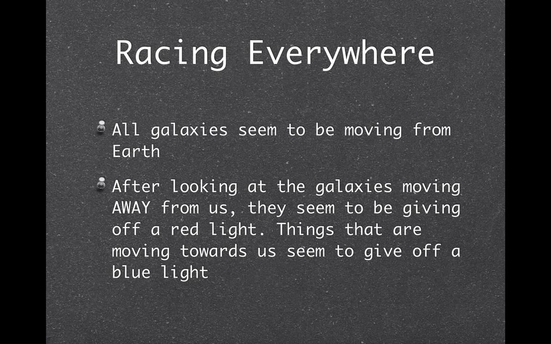So galaxies seem to be moving away from Earth, and Earth is our focal point because that's where we are, so that's where we look from. After looking at the galaxies move away from us, they seem to give off a red tint when they move away. So that tells us that the wavelengths between us and the galaxies are getting farther apart. If we turn the other way and look at things moving towards us, they tend to give off a blue tint or light, which shows that the wavelength is getting smaller.